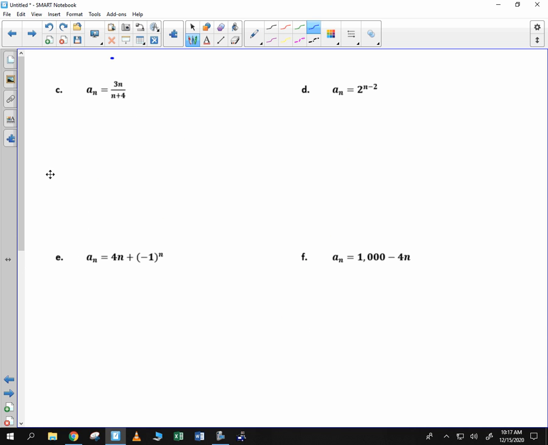I don't want to do all of these, but we're going to do 2 more with you. And as we find the first term here, we get 3 over 5. And as you look at the second term, we get 6 over 6. The third term, we get 9 over 7. And the fourth term, we get, let's see here, 12 over 8, or 3 halves.